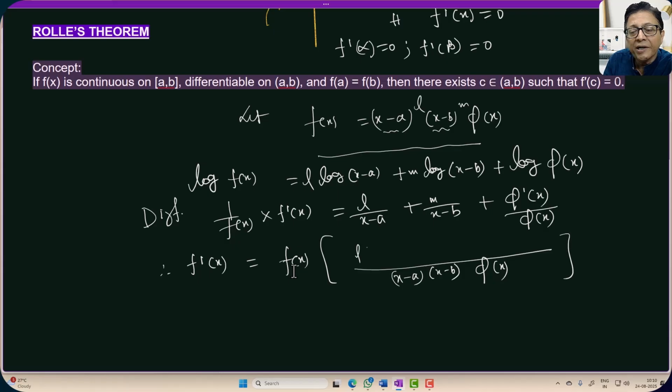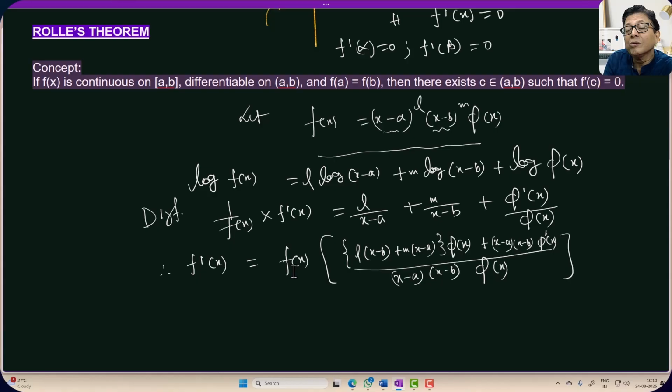Here it will be L x minus b, m x minus a, multiplied by phi x, plus x minus a, x minus b, phi dash x. Hope you have understood.